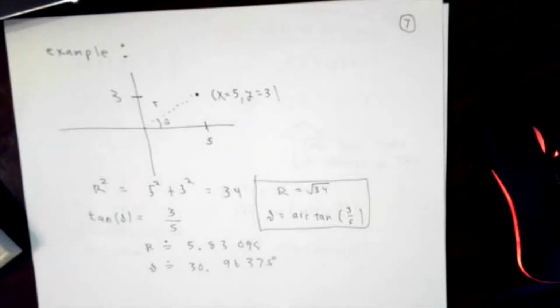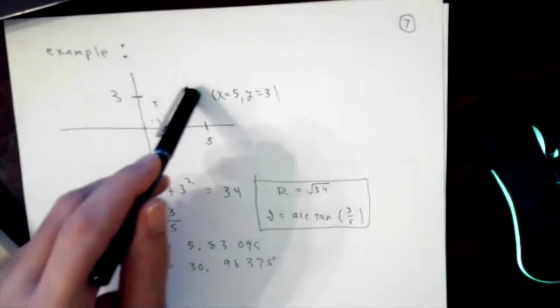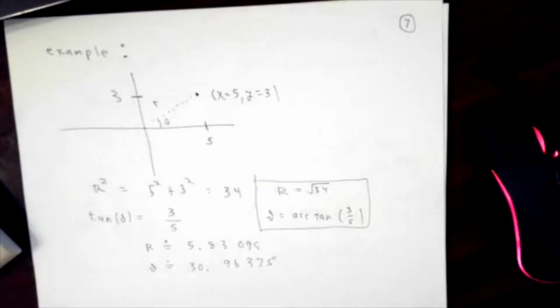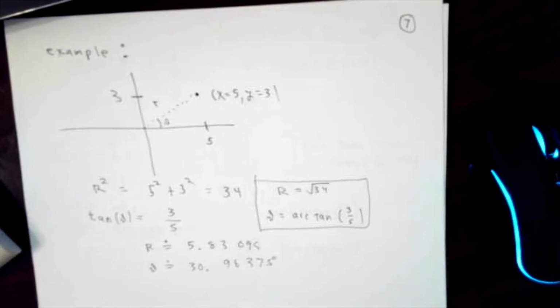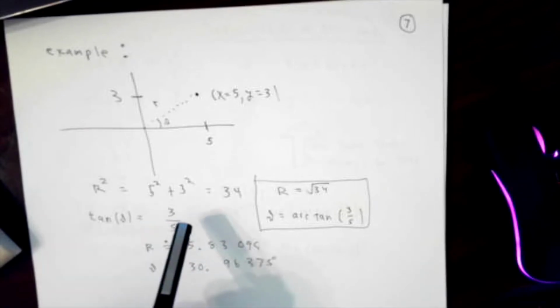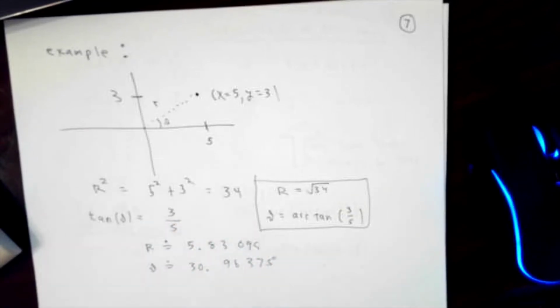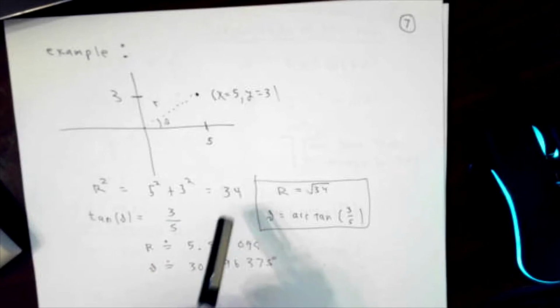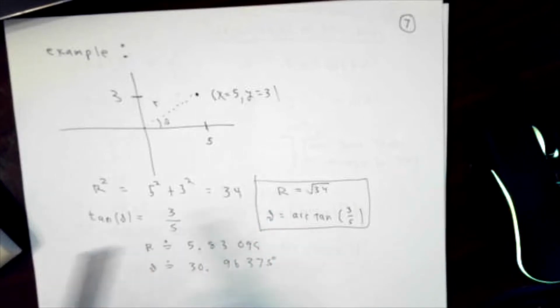So I want to do a little example here. I'm going to take a point in the first quadrant so that the terminal side of my angle is in the first quadrant. I'm going to make x equal 5 and y equal 3. R squared is x squared plus y squared, which is 25 plus 9, which works out to be 34. Tangent of theta is 3/5, 0.6.